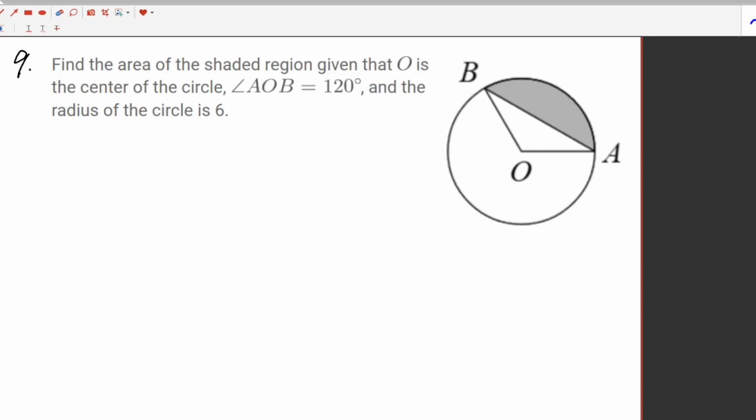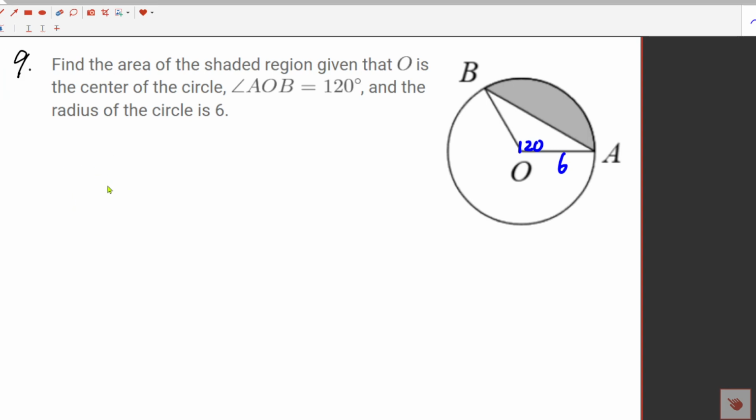Alright, first of all, let's have a look at the solutions to the homework of topic 11. Of course, selectively. We'll start from number 9. This question asks us to find the shaded area. Given angle AOB is 120 degrees, and the radius of that circle is 6.